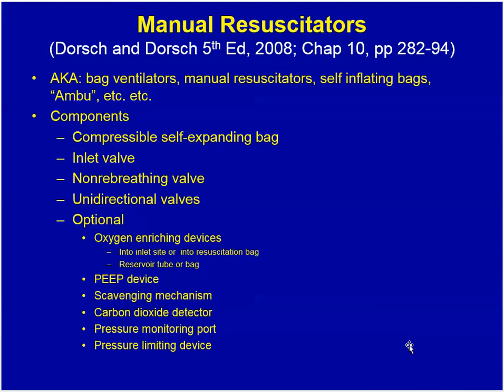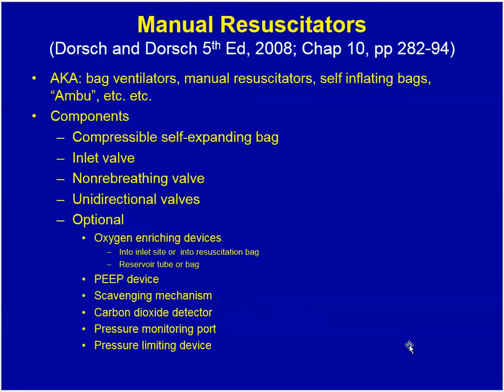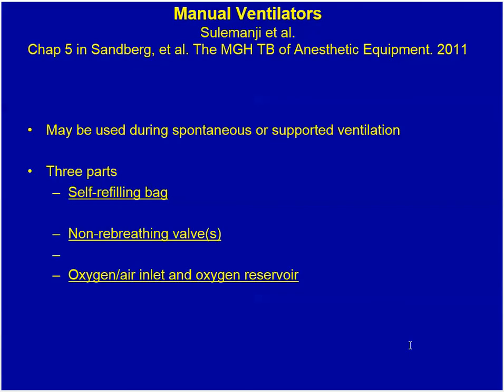Finally, let me say a few words about manual resuscitators, or so-called manual ventilators. This is well described in Dorsch and Dorsch, and more recently by this chapter in the MGH textbooks. Basically, these may be used during spontaneous or supported ventilation. They are used as rescue when the anesthesia machine has failed or you've lost gases to the anesthesia machine. They're also, as you know, commonly used while transporting patients.